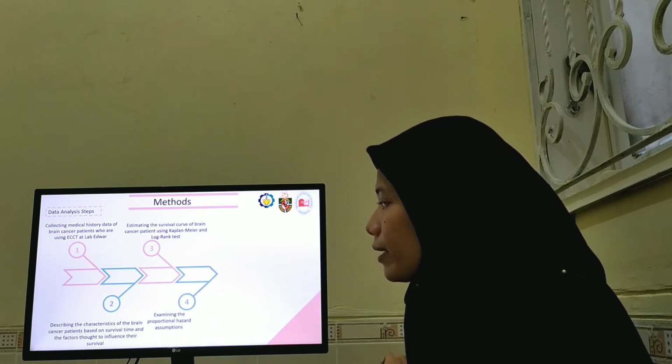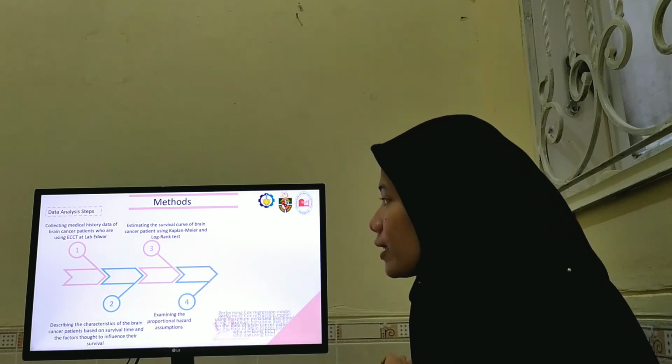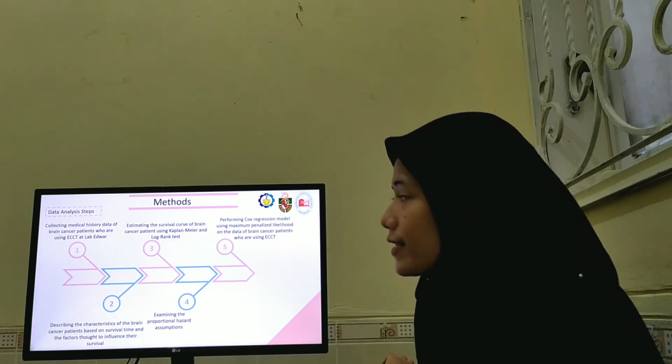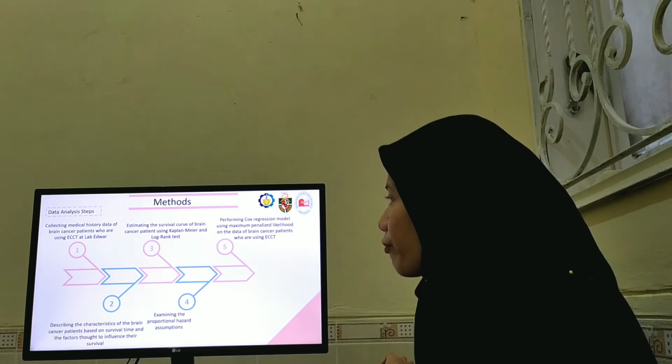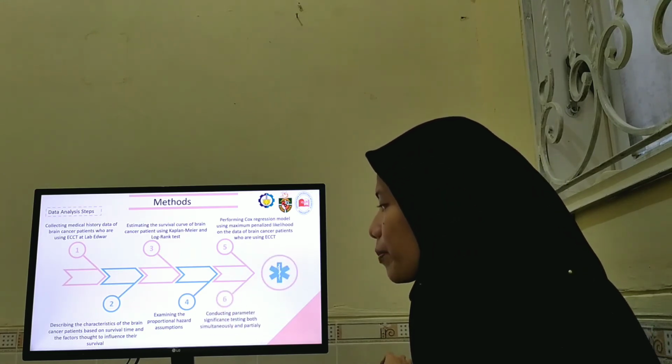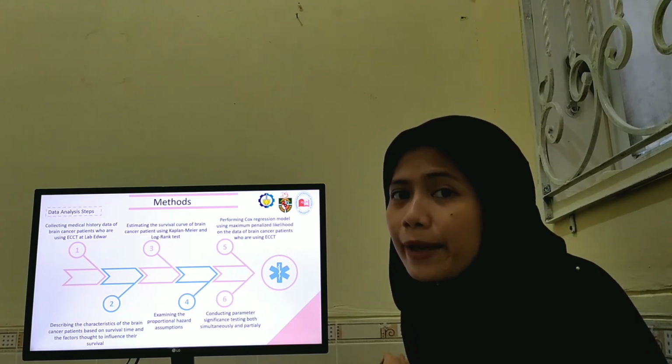The fourth is examining the proportional hazard assumption. The fifth is performing the Cox regression model using maximum penalized likelihood on the data of brain cancer patients who are using ECCT. And the last is conducting parameter significance testing, both simultaneously and partially.